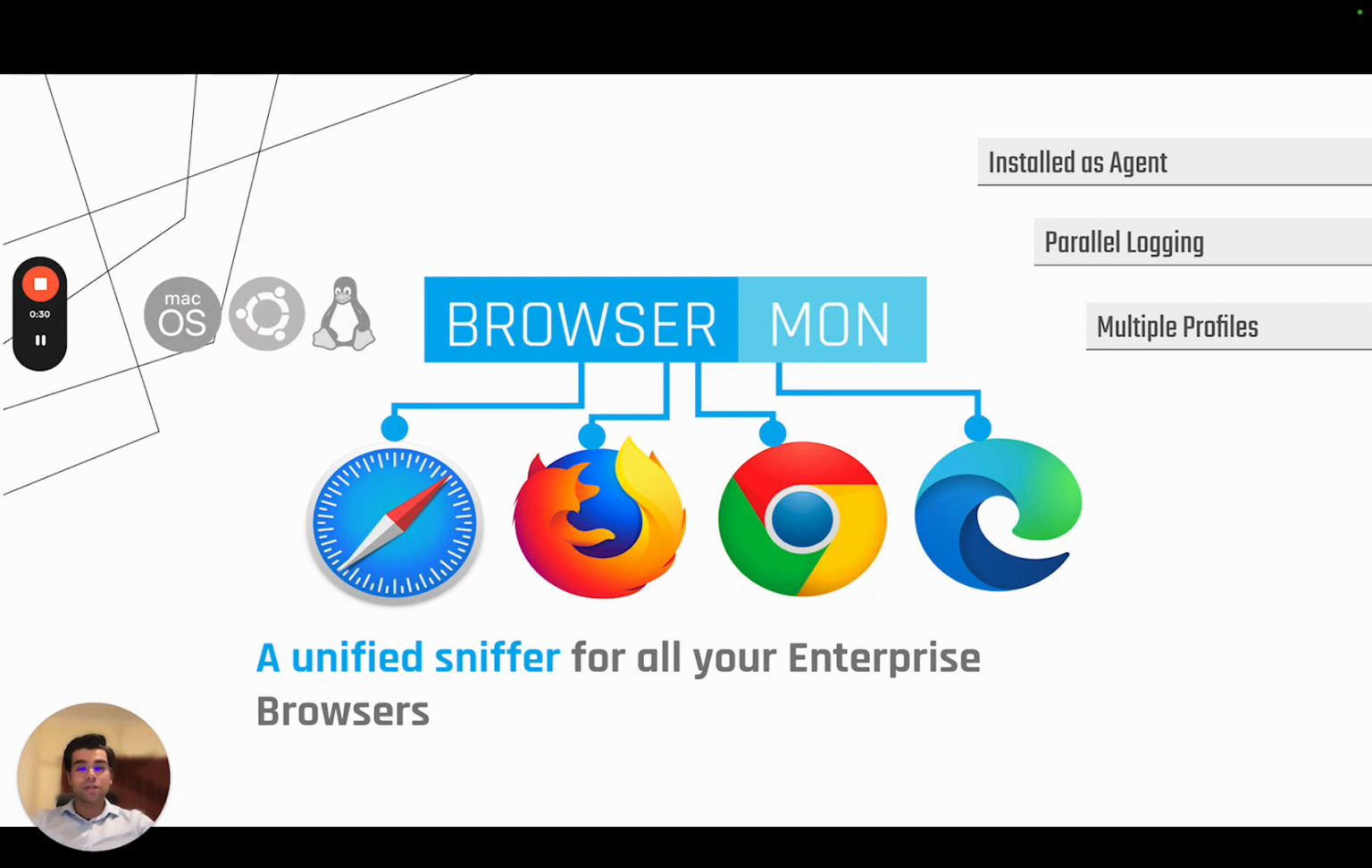It is installed as an agent on Windows and Linux systems, and one of the best features of BrowserMon is that it supports parallel logging. That means that it can monitor all mainstream browsers like Firefox, Chrome, and Edge all at the same time. It also supports multiple profiles. These browsers have multiple profiles that a user can create for different uses. On top of parallel logging, BrowserMon can also monitor and log all these multiple profiles in one browser.